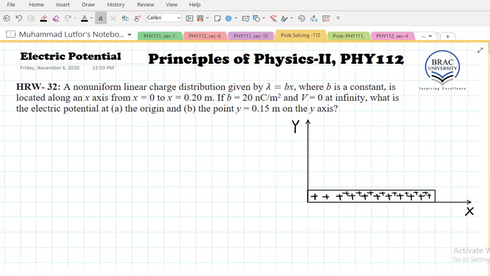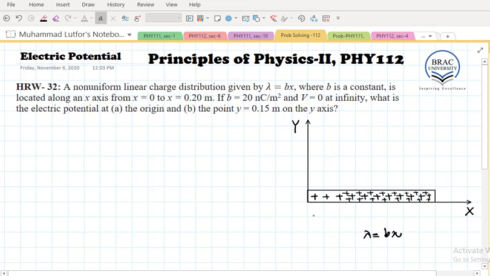In this problem it says there is a non-uniform linear charge density distribution on a rod. That means the charge is not uniformly distributed; it is a non-uniform distribution. The charge density lambda is given as a function of x, where b is a constant. So with increasing length, the charge density will increase. That is what the equation says.